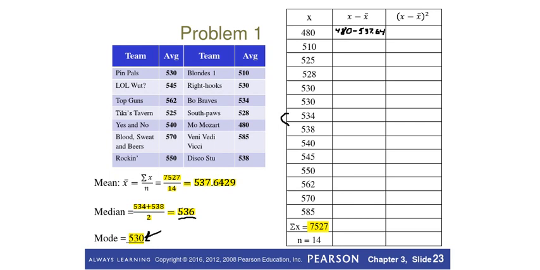Same thing with the next term. We're just going to go right down the list, 510 minus our mean of 537.64. And we're just going to keep going down the list and getting each of these values. So take a few minutes and do that, and let's get your list of values.